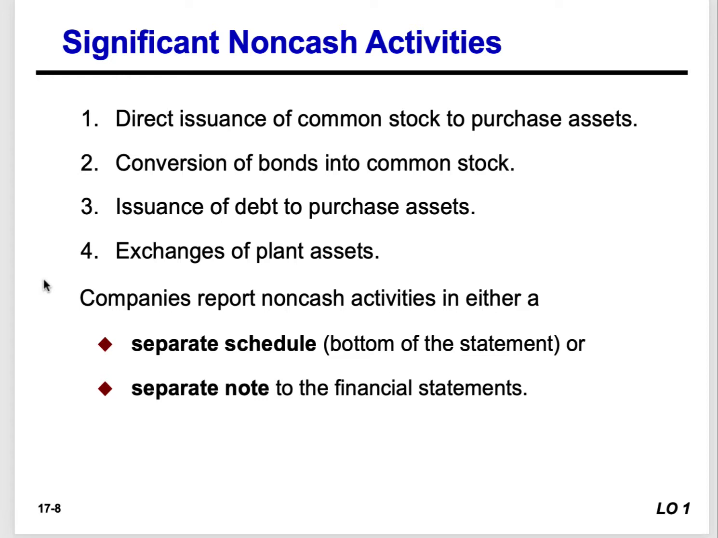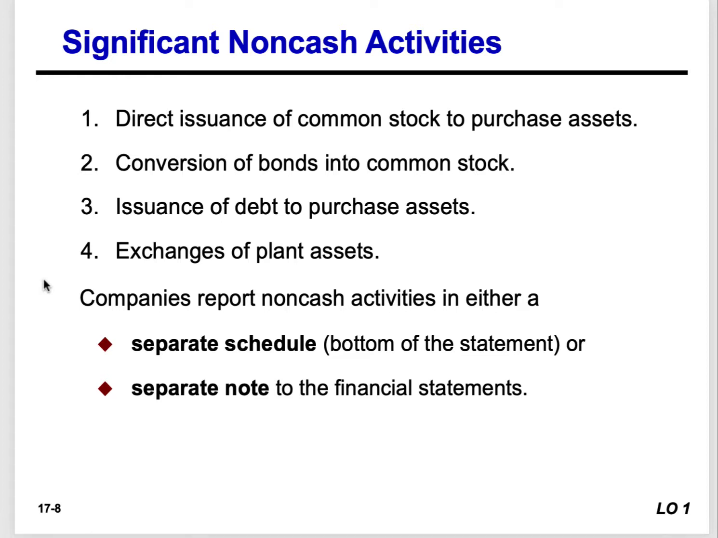Now, when we're putting this together, we need to first know our activities, right? Operating, investing, and financing. We need to know which type of transaction or which type of activity fits under each of those sections, operating, investing, or financing.